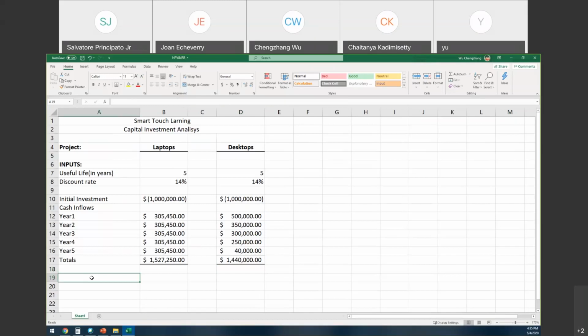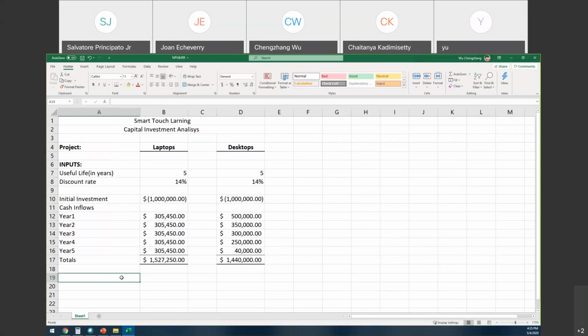Okay, now we have the inputs. 3 parts of the inputs: the interest rate, the periods, and the annuity amount. Cash inflow for each year of this investment's lifespan. 3 factors.